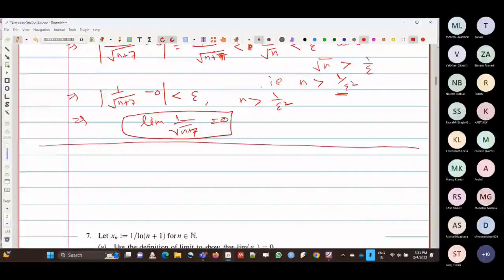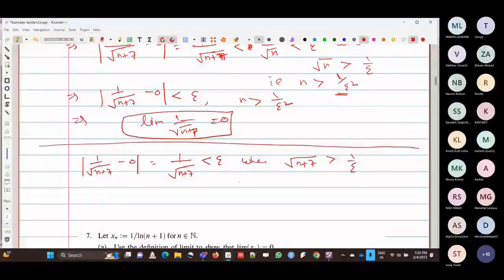So let us see if you don't want to remove this 7. In that case, we can write n plus 7 minus 0, and this is going to be square root of n plus 7, and this is going to be less than epsilon. When is this going to be less than epsilon? When square root of n plus 7 is greater than 1 upon epsilon. That is when n plus 7, just square both sides, so we are going to have n greater than 1 upon epsilon square minus 7.